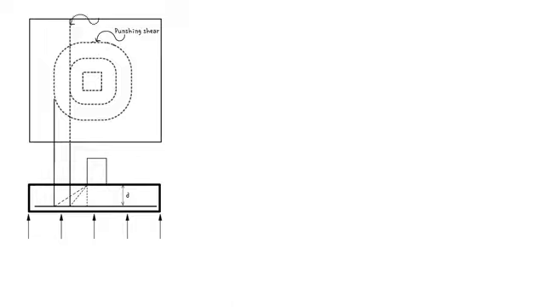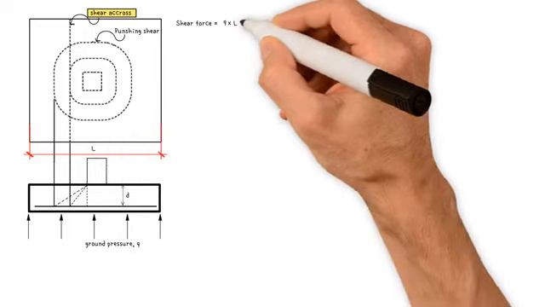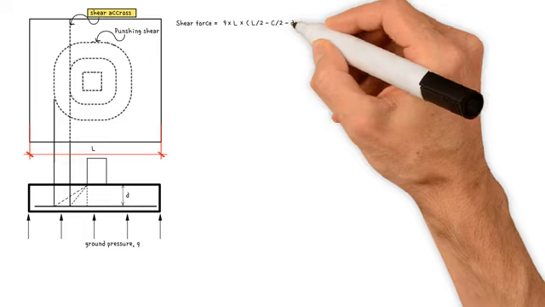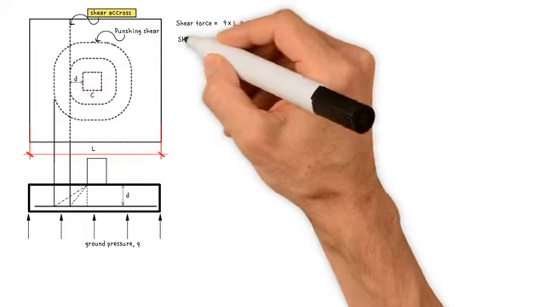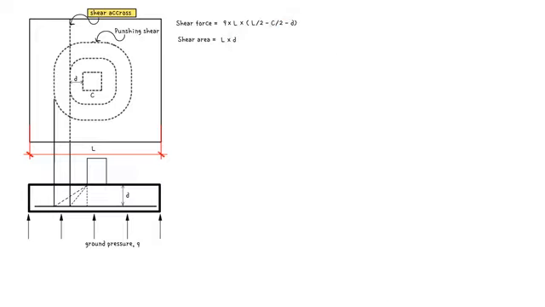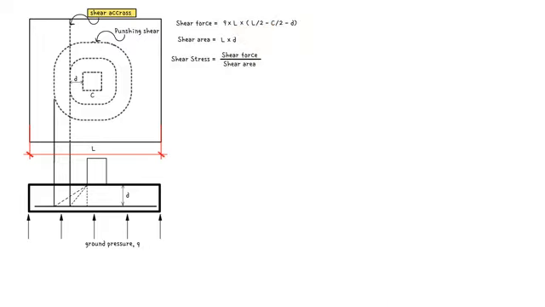First, we need to check the shear across the foundation. Shear force equals ground pressure multiplied by foundation length multiplied by half the length minus half the column width minus the effective depth of the foundation. Shear area is calculated by multiplying the length by the effective depth of the foundation. As a result, shear stress equals shear force divided by shear area.